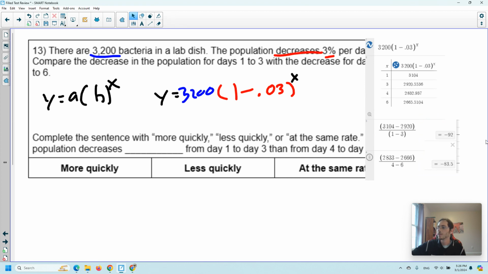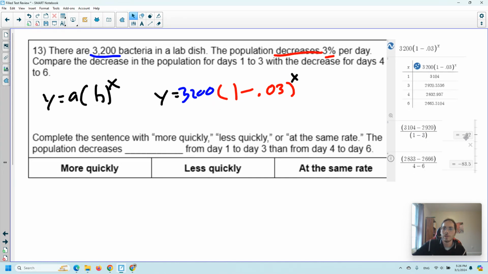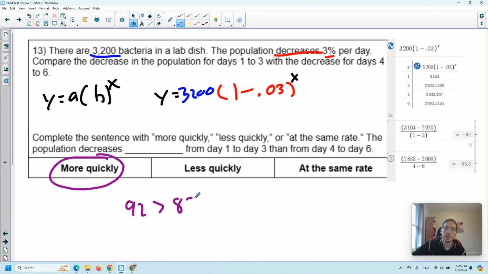All right. So if I look at negative 92 versus negative 83.5, in this case, the population is going to decrease more quickly from 1 to 3, because we're losing 92 versus losing 83.5. So since 92 is bigger than 83.5, the population is decreasing more quickly. And that makes sense because, again, with our exponential, we lose a lot at the beginning and then we flatten out if it's decay. So that makes a lot of sense.